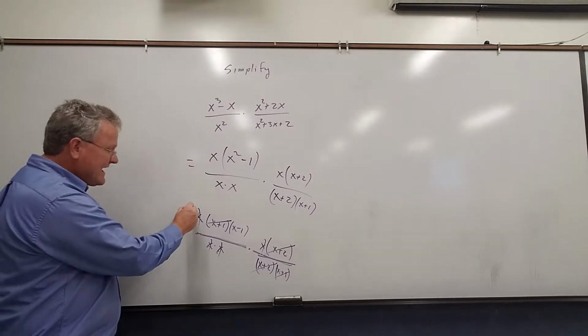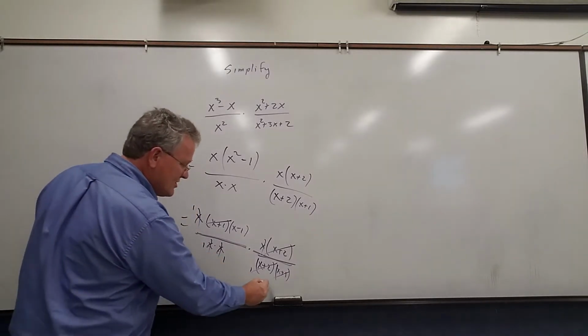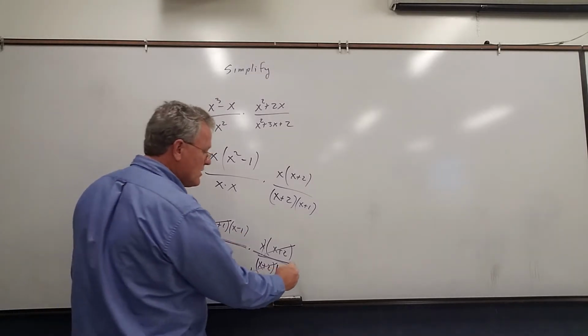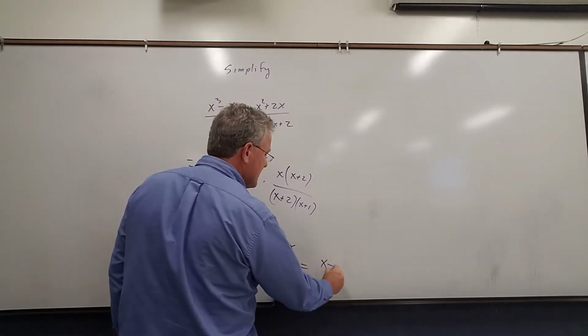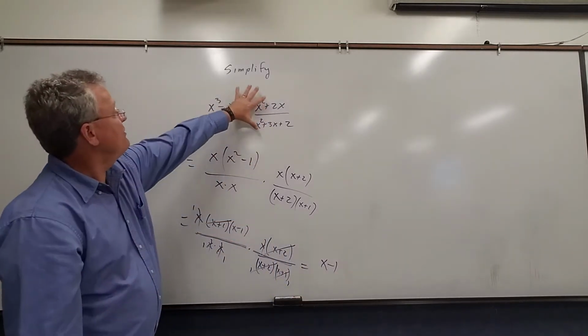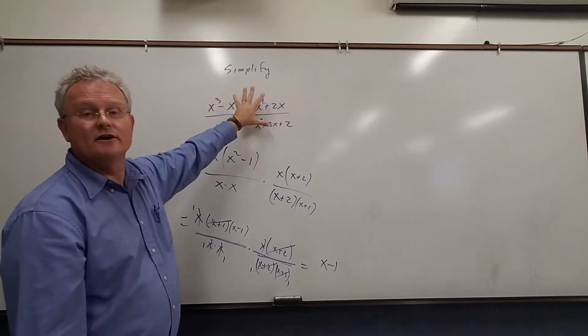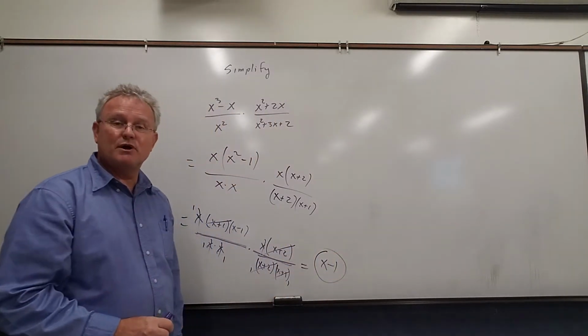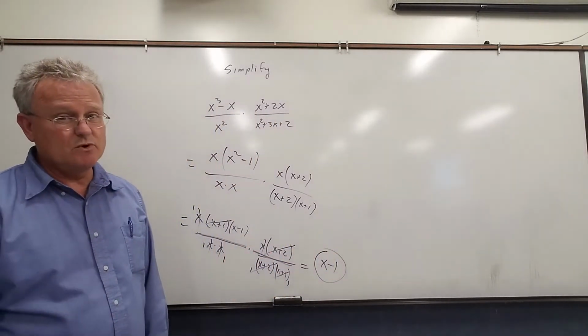Keep in mind when you cancel, there's really all these 1's left. So you're left with x minus 1 over 1, which is x minus 1. So this whole thing here simplifies to a very simple expression, just x minus 1.